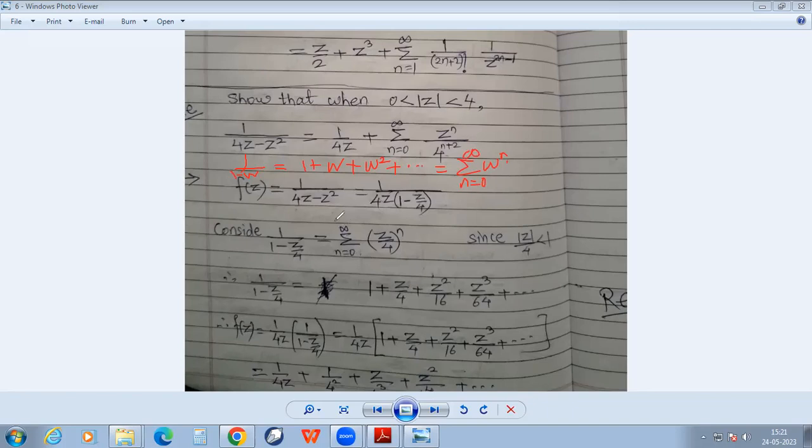Okay. So that is what we have thought of, and the same kind of thing. But this happens only if mod of this omega is less than 1. Only if mod of omega is less than 1. That is why we are taking care of this particular condition. Mod z is less than 4. So what will happen to mod z upon 4? It will be less than 1. And then we can expand it. And that is why we want z by 4. And for that we have taken this 4z common.